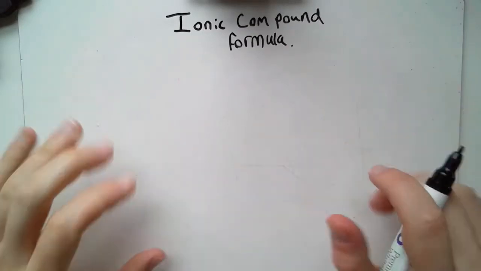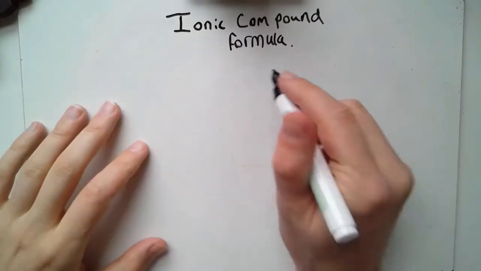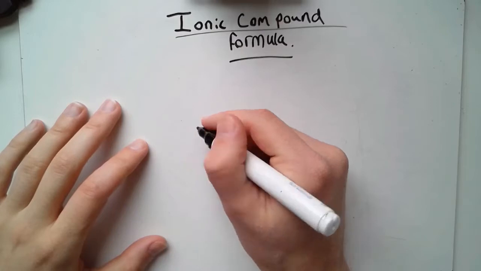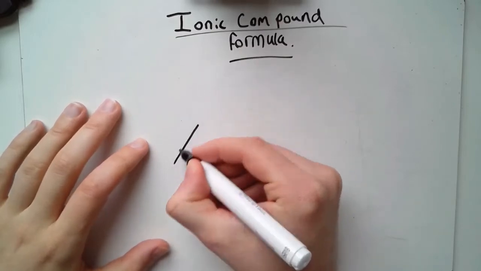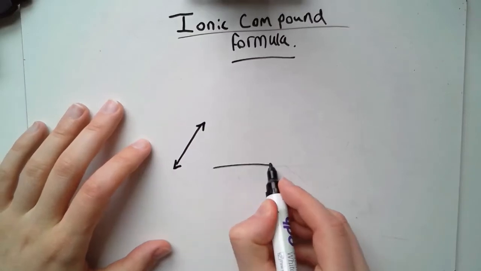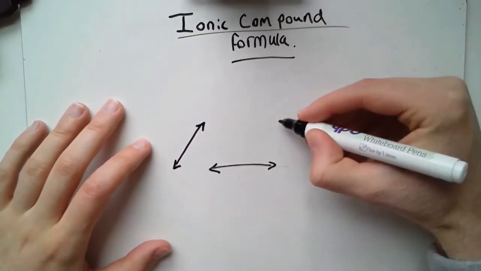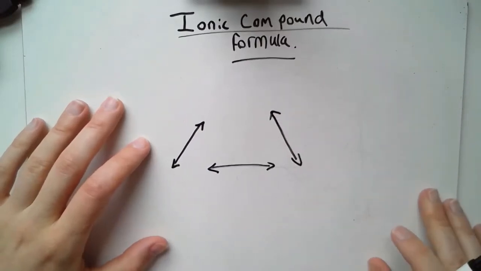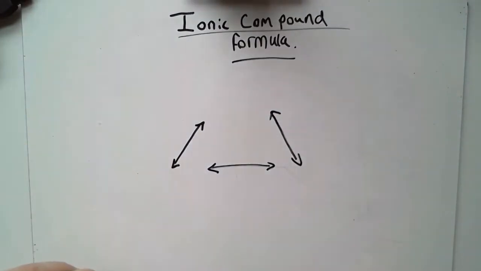What I want to go through today is the formula for ionic compounds. So before you do anything else, I'm going to draw a structure I want you to write up. I want you to draw an arrow that looks like this, an arrow that looks like this, and an arrow that looks like this in your books. So pause the video now and make sure you've got that in your books ready to go.